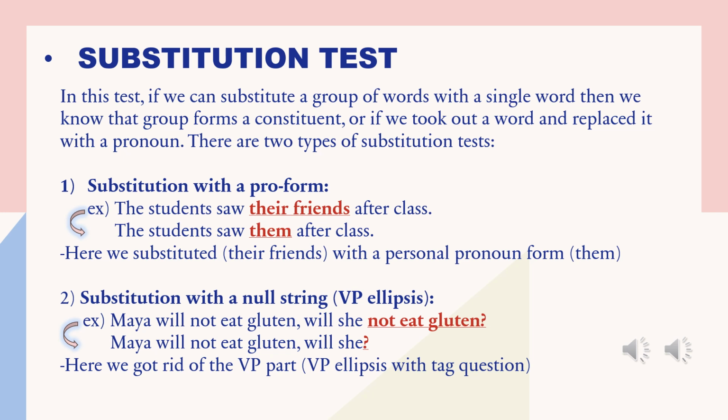The second type of this test is substitution with a null string, or we can call it verb phrase ellipsis. In this example: Maya will not eat gluten. Will she not eat gluten? Then we get: Maya will not eat gluten, will she? With only the question mark. And here we got rid of the part not eat gluten, which is the verb phrase, which is called verb phrase ellipsis with a tag question.